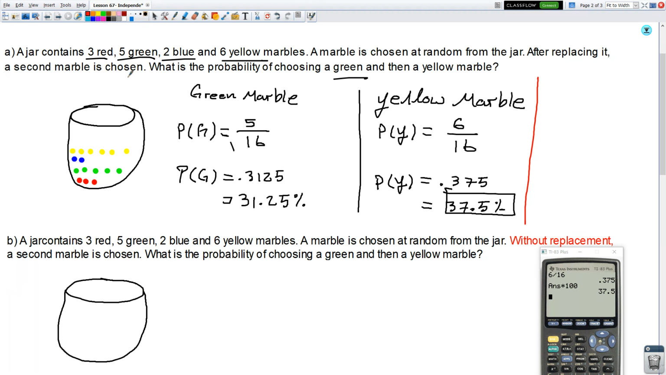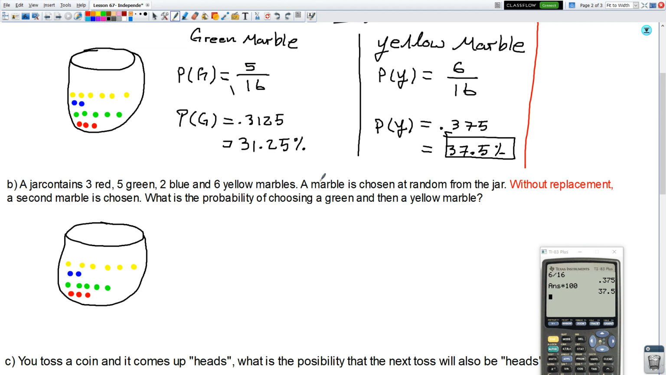We still have the same. We got 3 reds. And then we have 5 greens. And then we have 2 blues. And then we have 6 yellows. So 1, 2, 3, 4, 5, 6. All right, perfect. But notice that here, there's a slight difference as to how the scenario plays out.